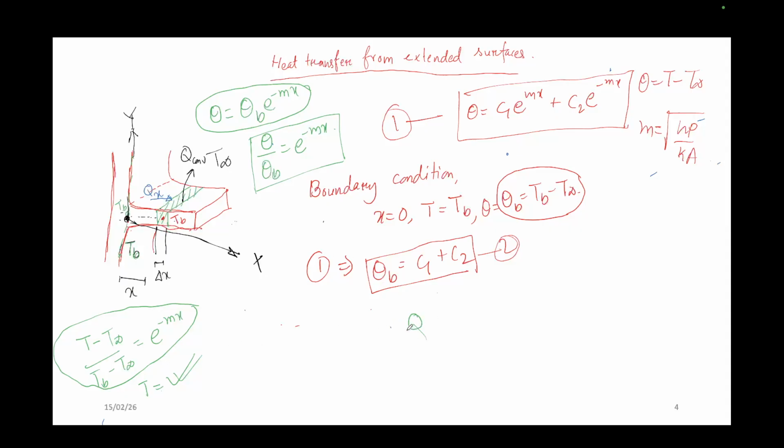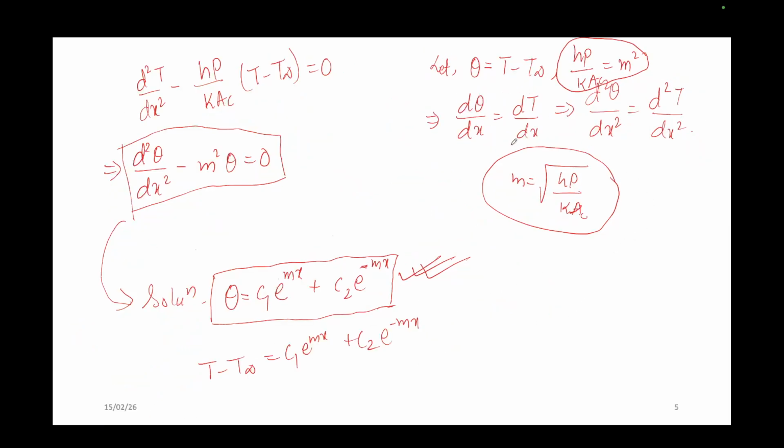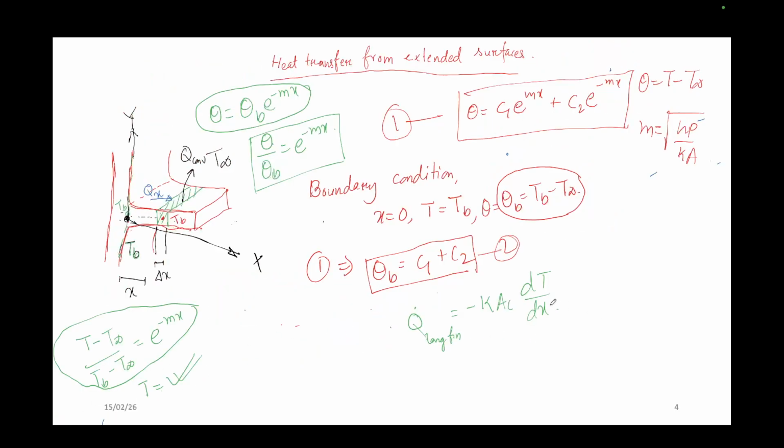Yes, very good. Because this is a long fin, this is our conduction equation, which is Q equals minus KAC dT by dx. So one thing we have got, dT by dx or d theta by dx, both are the same, right? So you can find out this thing here at x equal to 0. So I have to find out the heat transfer at this end.